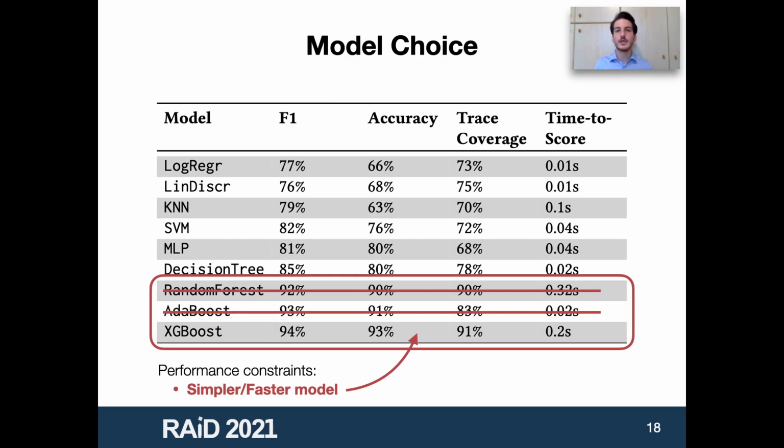The accuracy and F1 measures of the 3 models are comparable. However, the XGBoost model has both a better time to score and a higher coverage, where the coverage or trace coverage is a metric that we use to measure how many distinct branches the classifier can predict correctly.